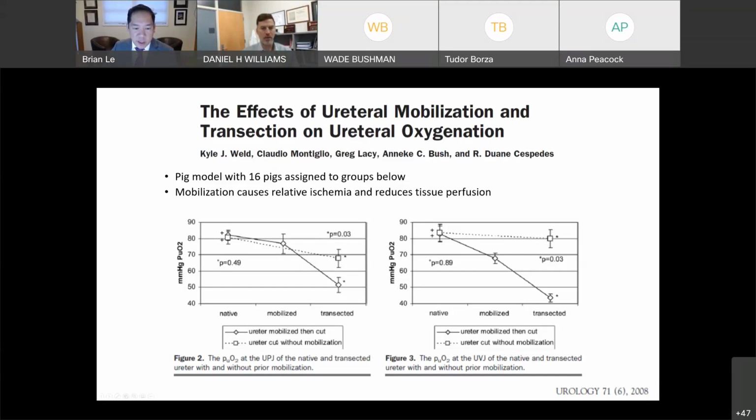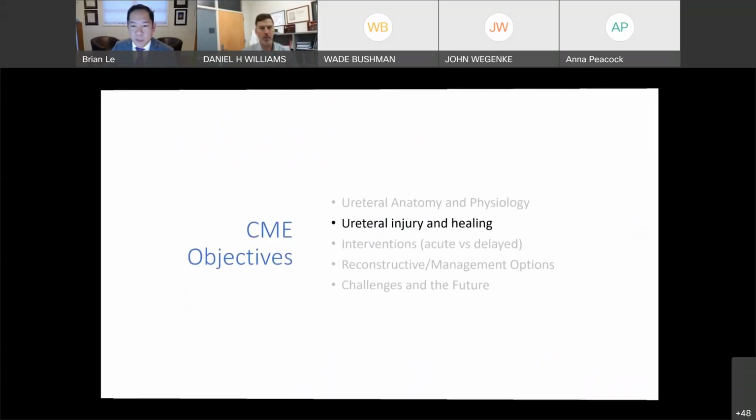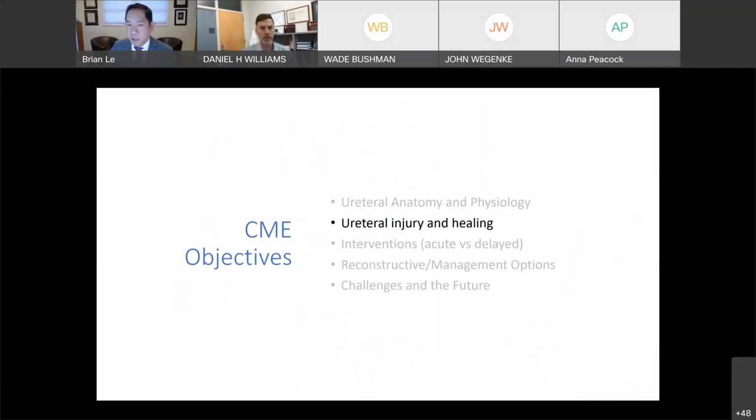So you can see even when you just cut it without mobilization, you get a small drop, from 80 to around 70 millimeters of mercury. You get less of that at the UVJ for just cutting. But then when you mobilize and you cut, you have this much more significant drop happen. And that drop in oxygenation is really what is going to be a factor affecting your repair and these aspects of control.